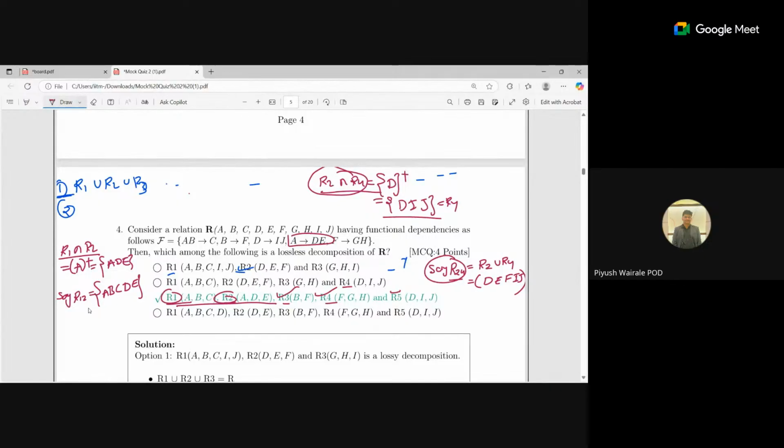We can go in any combination, either R12 with R3 or R5, or first we join R3, R5, then take R35 with R12. It depends, right? So let's go with R12 intersection R3, because we have B in common. Can we join these two tables now? Yes, because the common attribute is B here. And if I take the closure of B, what am I going to get? B, F. That is basically R3. It means we can join R12 with R3.